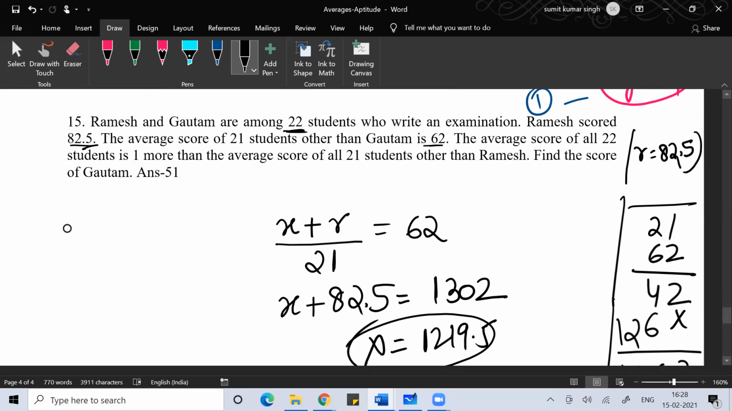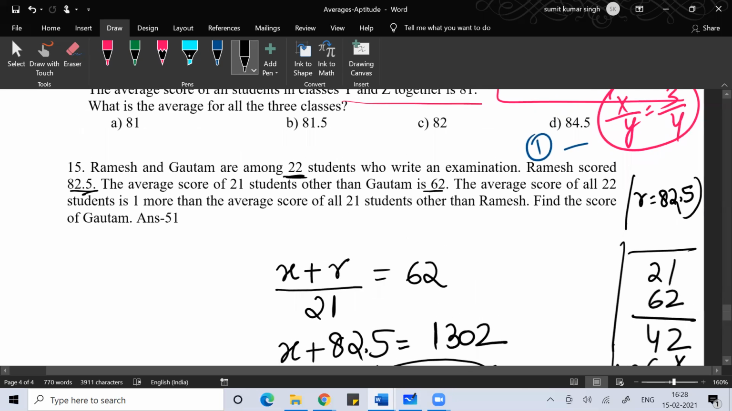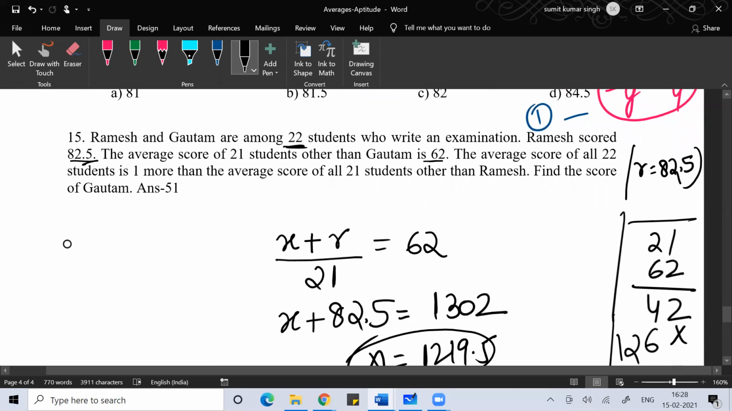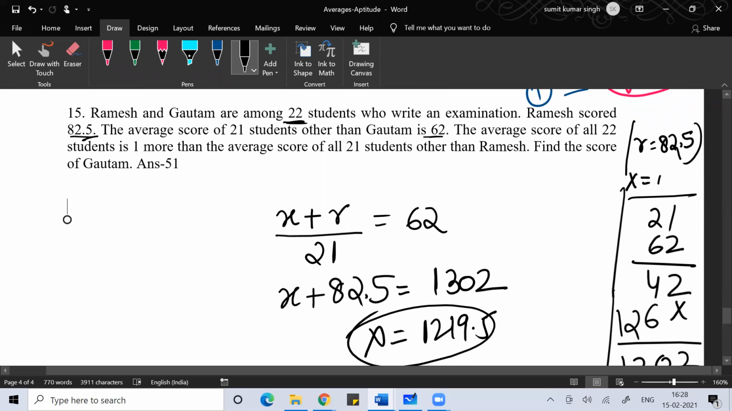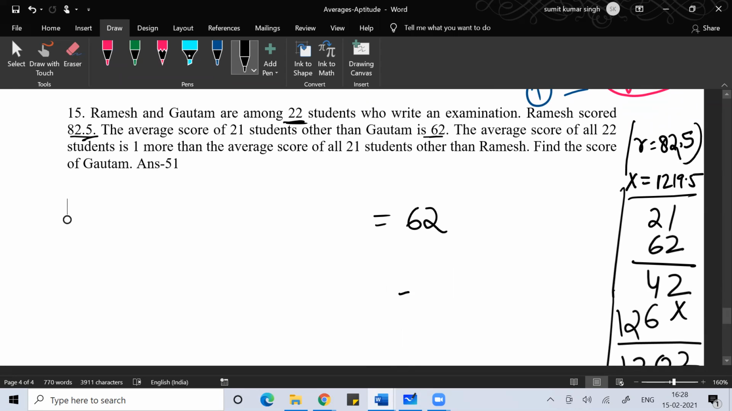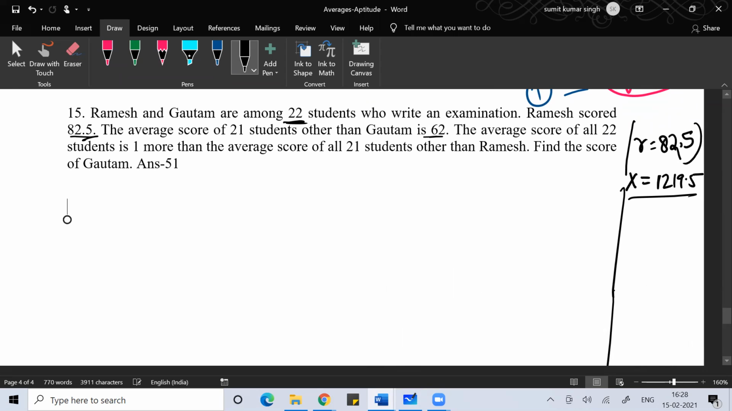Okay. So now the average score of all the 22 students. You know Ramesh's marks are 82.5. The total of the 20 students is X, which is 1219.5. Only Gautam is unknown to you. So now the average score of all the 22 students. The 22 students' total means 1219.5 plus 82.5.